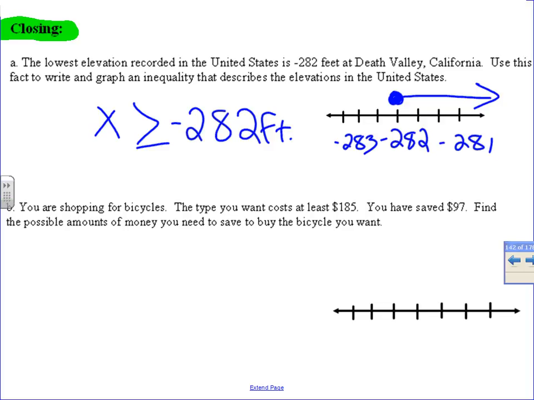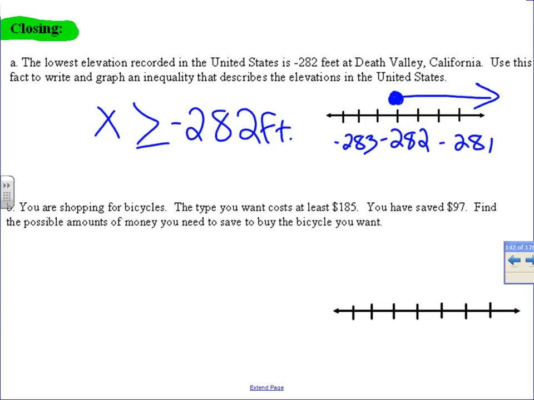But what always has to go first? What always should be on the left-hand side? X. X always needs to be on the left-hand side. Okay, Annalise? Yep. Okay, letter B. Matt, what'd you get?